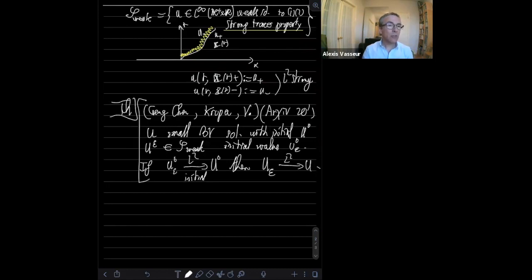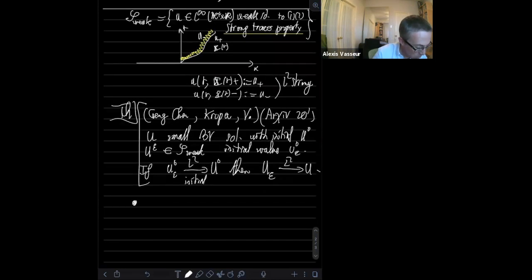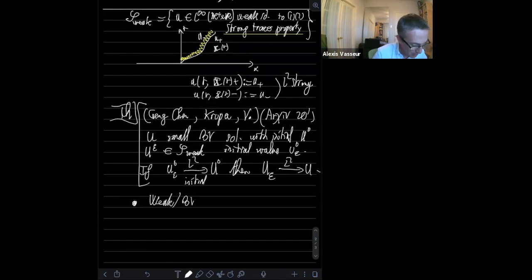So it's stability with respect to the initial value, stability of the BV solution, but among far weaker solutions. You will see that it's related to the work of Dafermos and DiPerna. In the same way that you can talk about a weak-strong principle for smooth solutions, here it is a weak-BV principle, a stability result. That's the way we frame it.